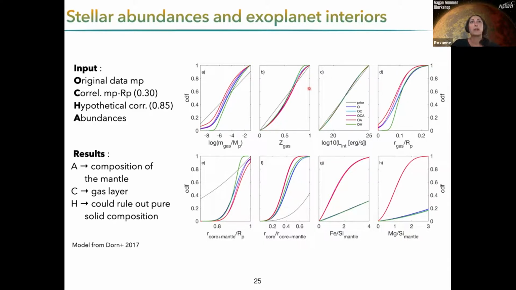So we computed the cumulative distribution function for all those parameters which are in the model. And we could show that the abundances are able to give us the composition of the mantle. But with a correlation, you can say if there is or not a gas layer. And actually, having a strong correlation will allow us to rule out some compositions. So here, in this case, it's the pure solid composition.